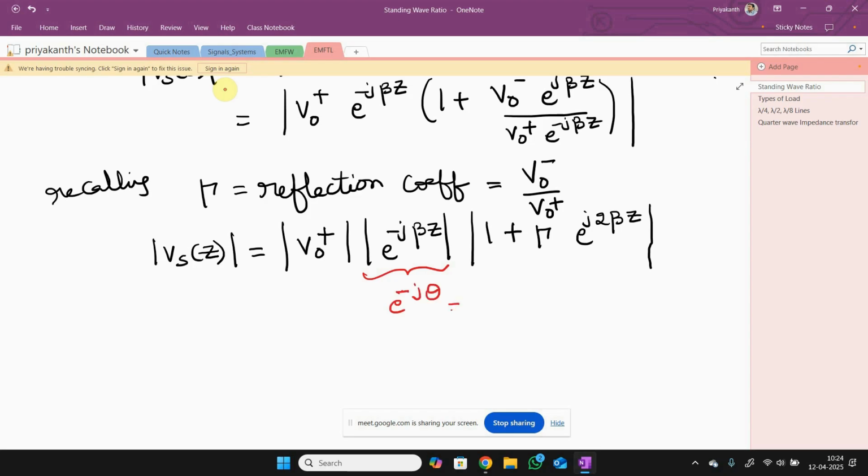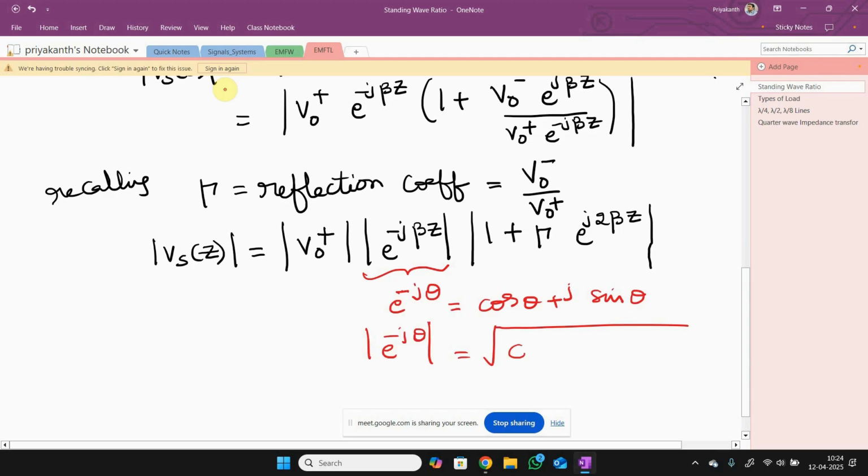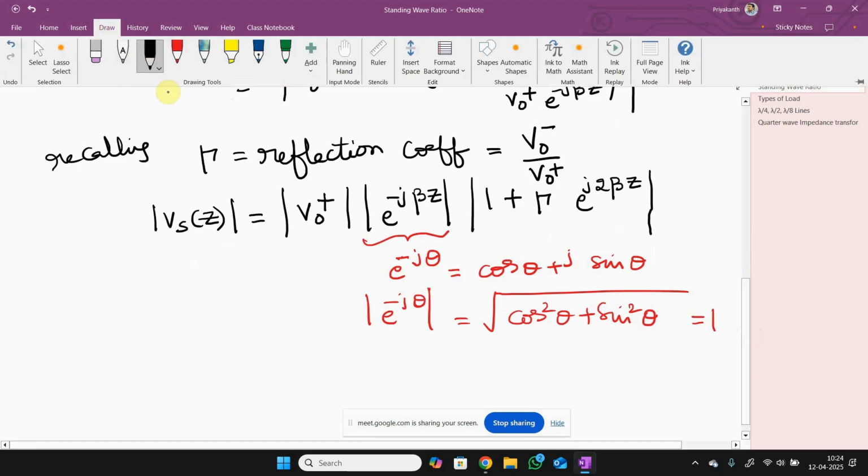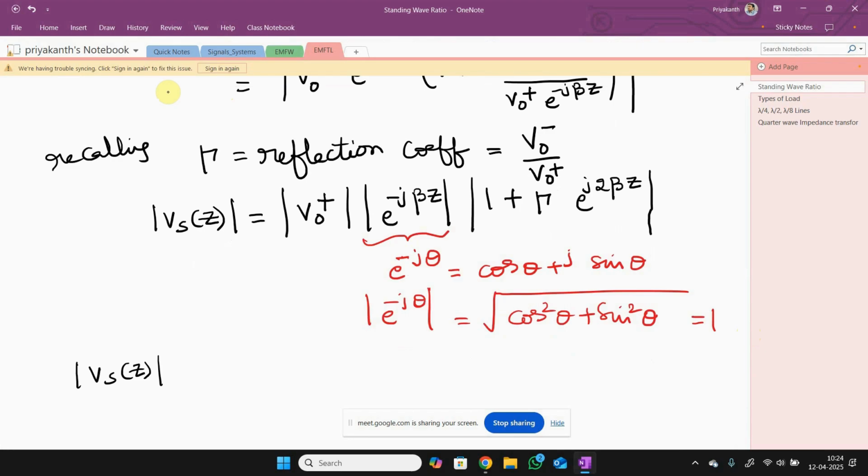E power of minus j theta is written as cos plus j sine. If I am finding its magnitude, it means root over real part square plus imaginary part square. What is its value now? 1. So replace that with 1. Therefore mod Vs of z equals mod V naught plus, since that magnitude of the complex exponential becomes 1, multiplied with mod of 1 plus gamma times e power of j 2 beta z.